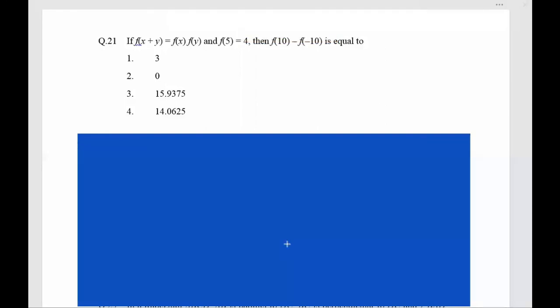Look at this particular problem. f of x plus y is equal to f of x into f of y. Most likely, it's an exponential function, because a to the power x into a to the power y is equal to a to the power x plus y. So f of x plus y is equal to f of x into f of y. And then what do we have? f(5) is 4. What we need to find out is f(10) minus f(minus 10).